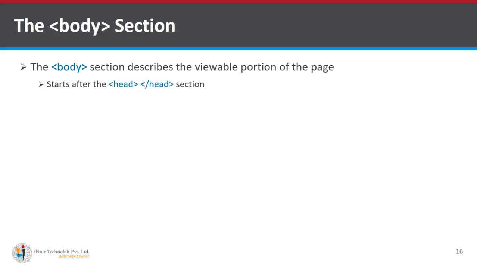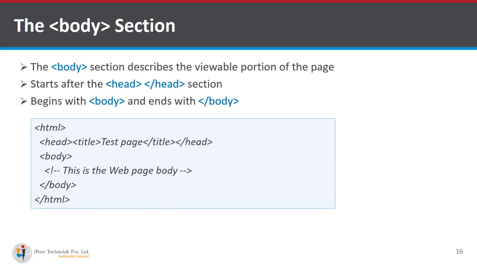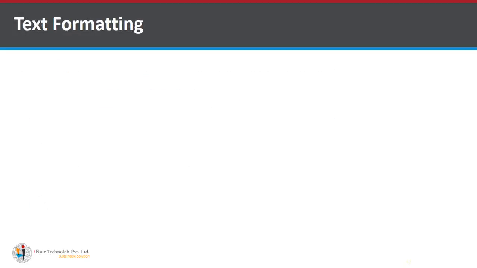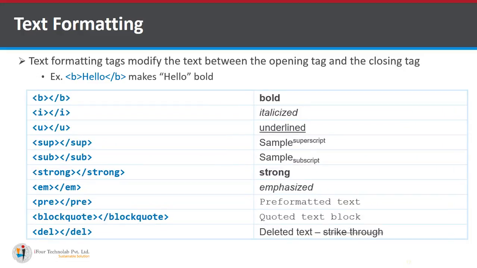The body section is the section which is viewable on the browser page, your viewable page. I already explained this, so no need to go through it again. Now for text formatting, there are some well-known tags. For example, B is for bold. Here is the list. You can use any. I for italic, U for underline, strong for strong, preformatted text, quoted text, deleted text, strikethrough.